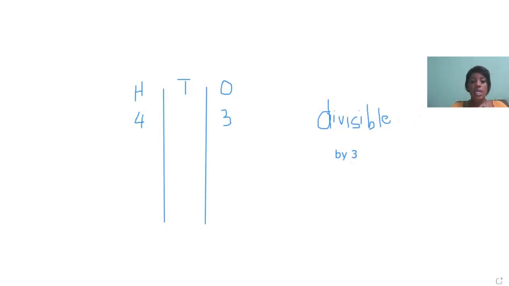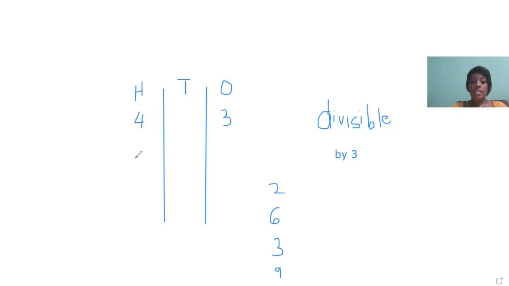Let me look back at the clues. The digit in the 100 place is 4, the digit in the 1 place is 3, and the 3-digit number is divisible by 3. Which of the following could be the 10-digit of the number? So the options are 2, 3, 6, 9. Let me write them on my whiteboard here. I don't think it matters what order I put them in.